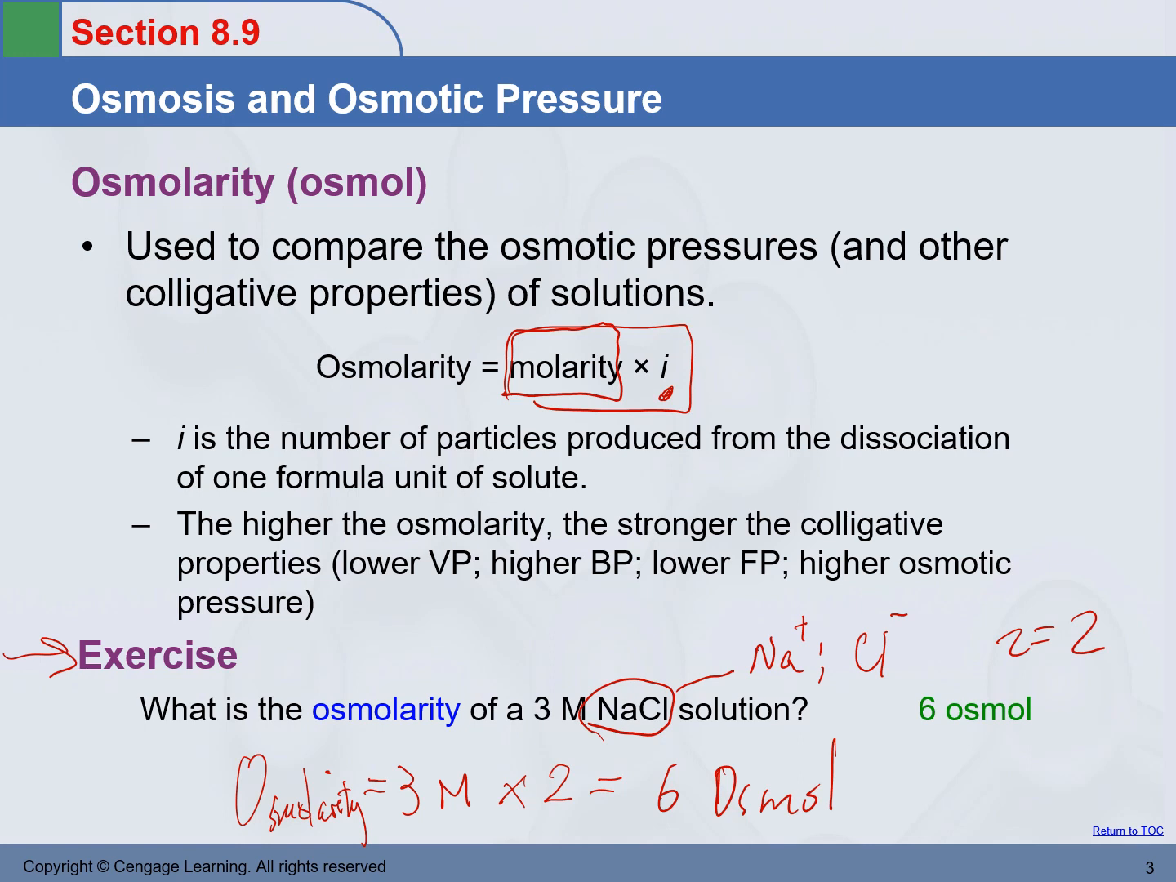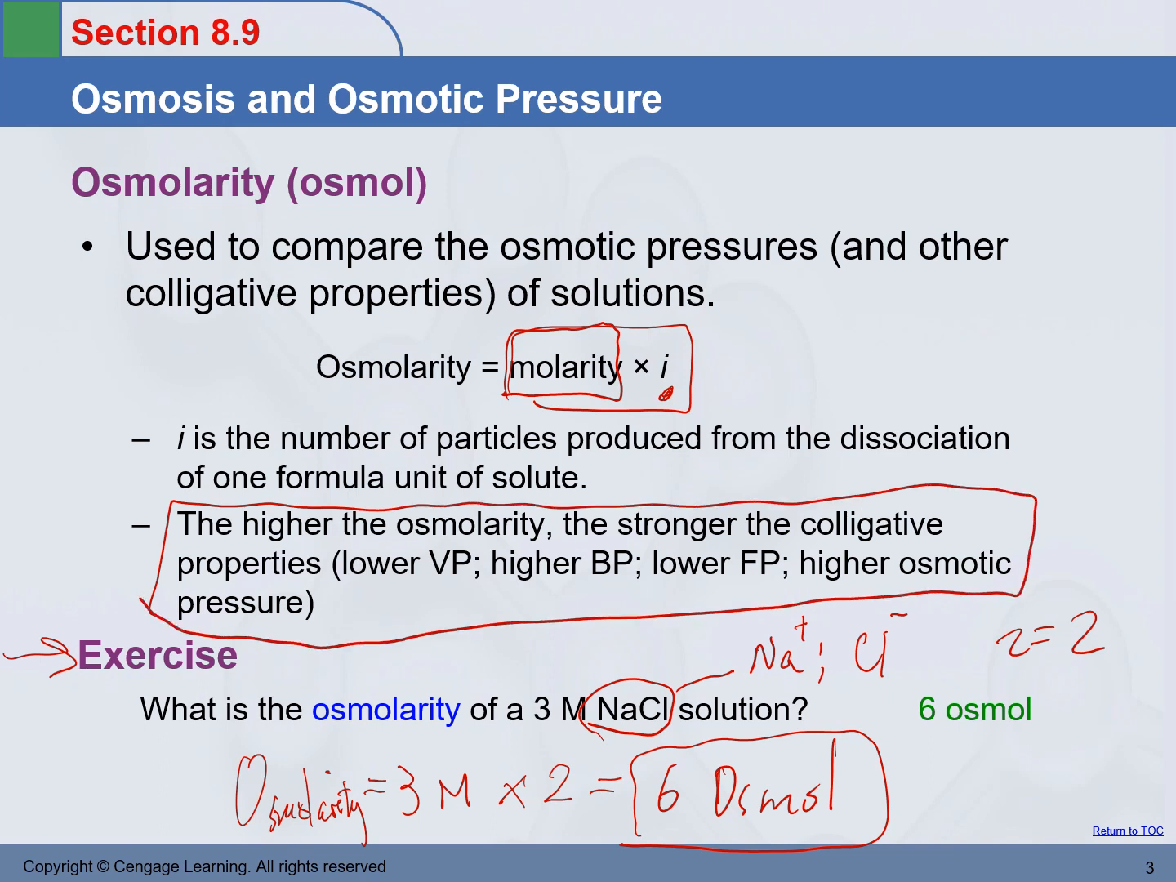So what do we need this for? You can use osmolarity to compare which solution has a higher or lower vapor pressure, boiling point, freezing point, and osmotic pressure. Here is the conclusion. The higher the osmolarity, the stronger the colligative properties, which means the lower the vapor pressure, the higher the boiling point, the lower the freezing point, and the higher the osmotic pressure. All right, that's it for this episode.